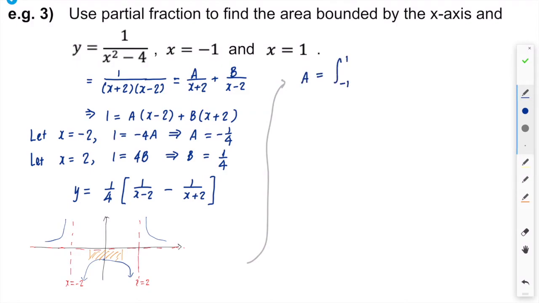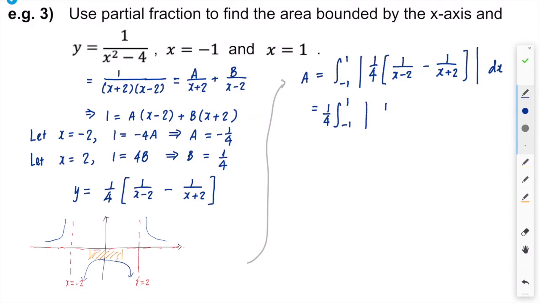So the area that I'm looking for can be found by taking the definite integral from -1 to 1 of the function, absolute, 1 over 4 times 1 over x minus 2 minus x plus 2, like that. I can pull out the 1 over 4 to keep my math simpler. Now the good news is that I have two reciprocal functions, but these are reciprocal of linear functions.